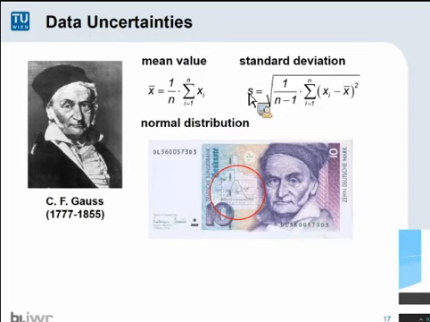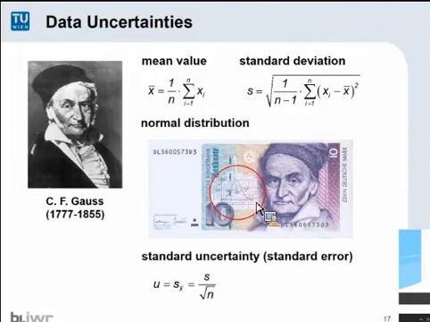And he also discovered that most of these distributions, where you are collecting a lot of data, follow a normal distribution. You might know this bell-shaped curve that you see here on this picture. It was on the old 10 mark bill in Germany before the euro swept over Europe.